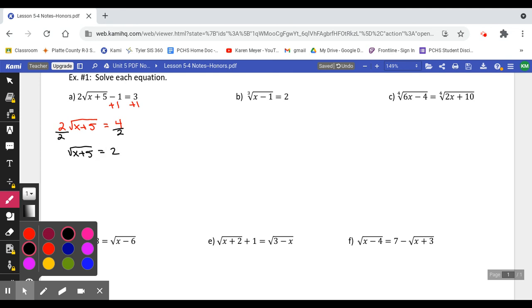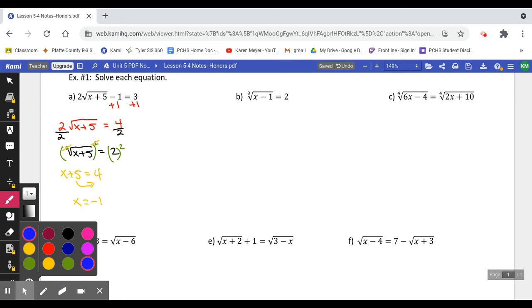Then to get rid of a square root, you're going to raise both sides to the power of 2, because remember, for a square root, the little index number is 2. The power of 2 and the square root cancel out, so you get just x plus 5 equals 2 squared, which is 4. So now just move your 5 over, and you get x equals -1. Okay, so now you've got to go through and check your answer.